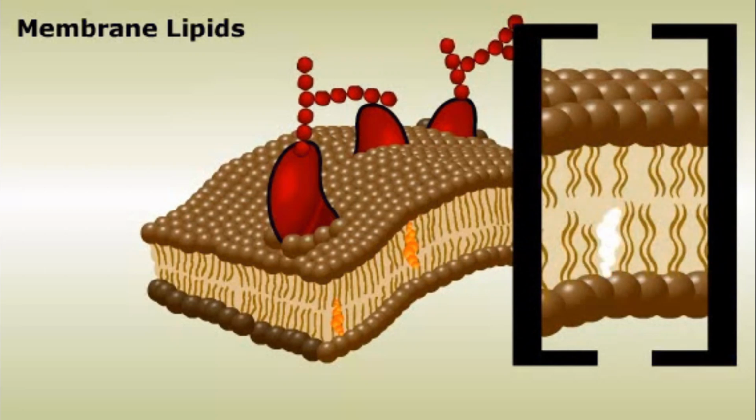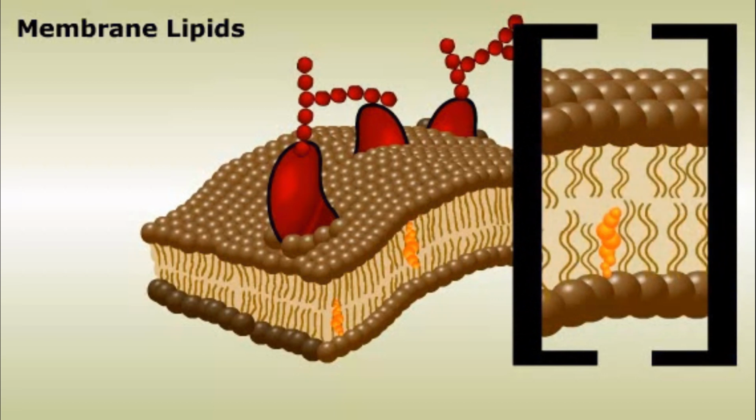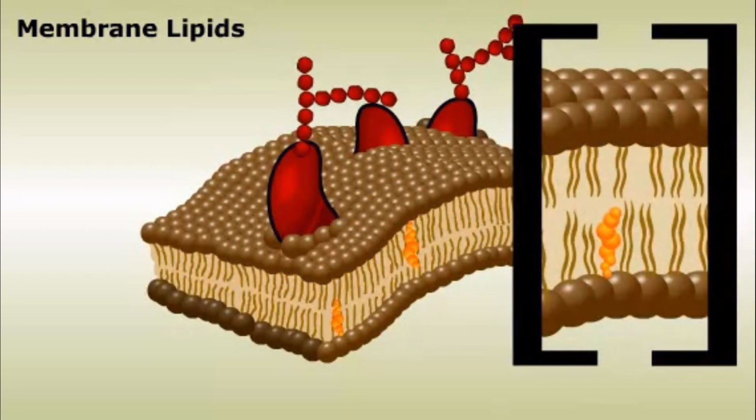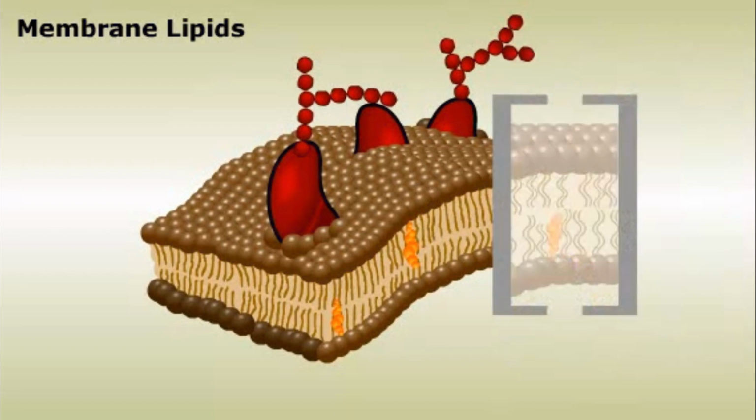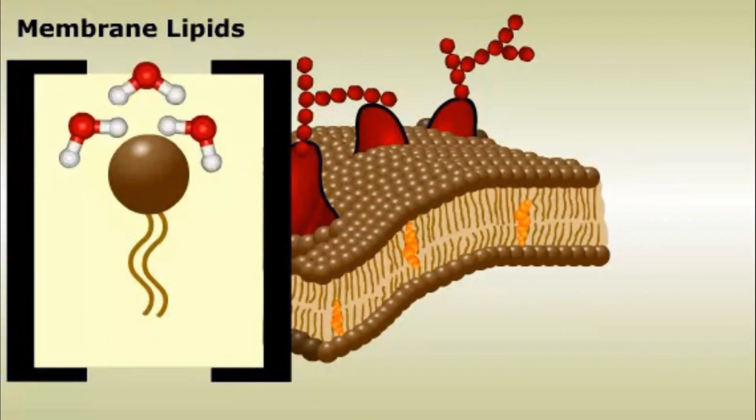The most abundant molecules in the membrane are lipids, biomolecules that are insoluble in water. Fatty acids, phospholipids, and steroids like cholesterol are all lipids. The most abundant lipids in membranes are phospholipids.